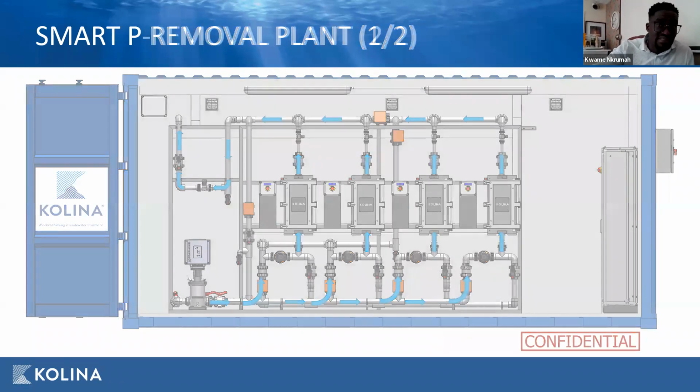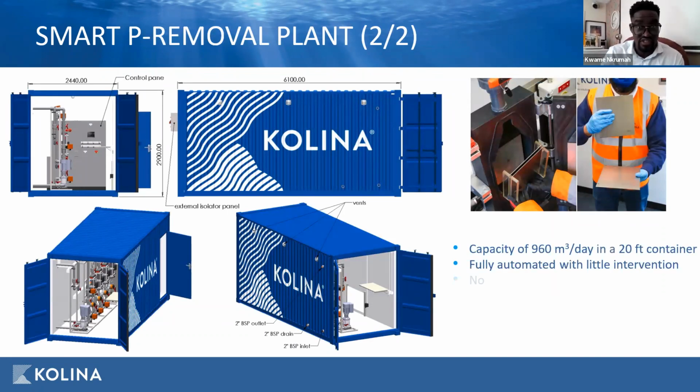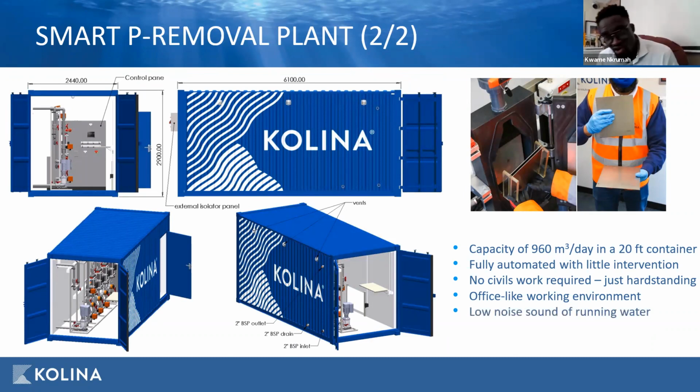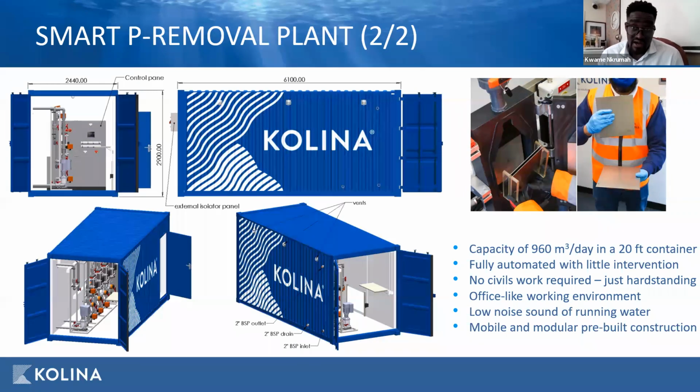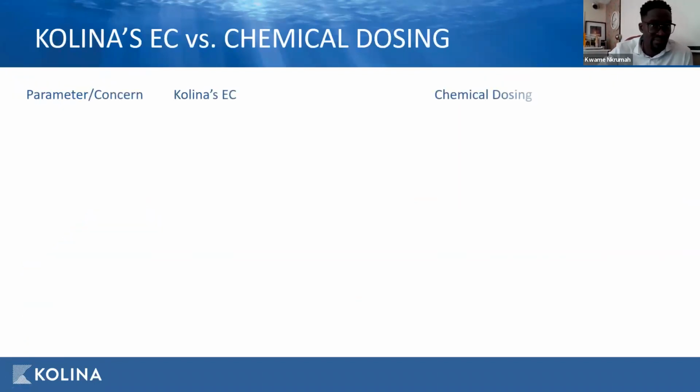It's housed in a 20-foot container, and the reason for that is it makes it a lot easier to move around. There's no civil outlay required, just any hard standing will do. As you can see, it's got this office-like working environment, which means you've got a unit but also somewhere that's ideal to work from. And this 20-foot container can offer treatment capacities of just shy of 1,000 cubic meters a day. As you can see in the image in the top right corner, that's the size of our sacrificial plate, which, like I said, you could hold in one's hand. And that has quite a lot of safety implications for us.